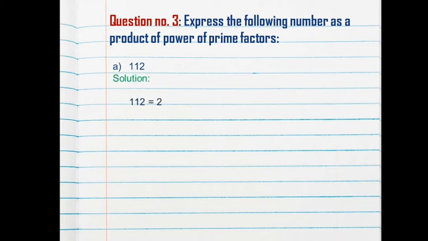So the solution: 112 can be written as 2 into 56, as we have to find the factors of 112. So we know that 2 into 56 equals 112. Now again we have to divide this 56, or we can say we have to find the factors of 56. So here we will write 2 into 2 into 28. We write this 2 as it is, and the factors of 56 will be 2 into 28, because 2 into 28 is 56. Then 2 into 2 into 2 into 28.